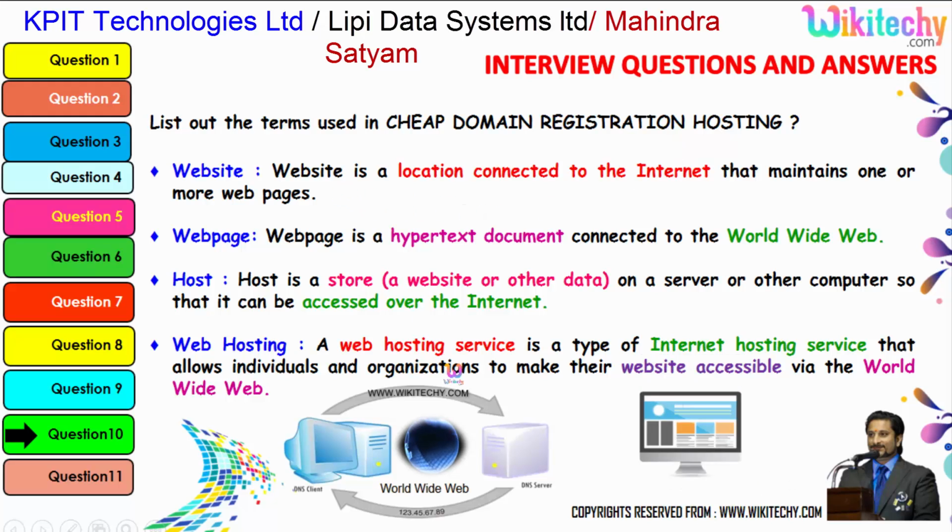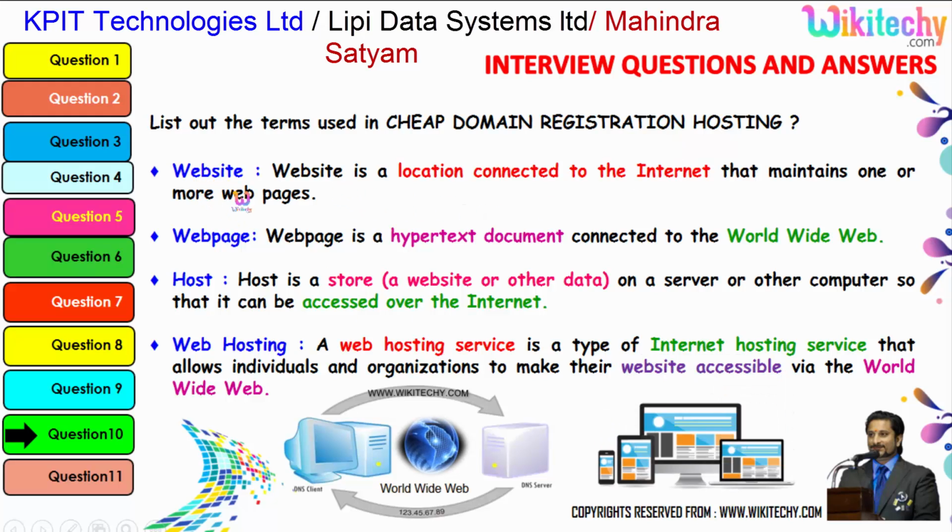Here are simple jargons of domain hosting. Website. A website is a location connected to the internet that maintains one or more web pages, like Wikidigi.com. What do you mean by web page? A web page is a hypertext document, an HTML document connected to the World Wide Web.